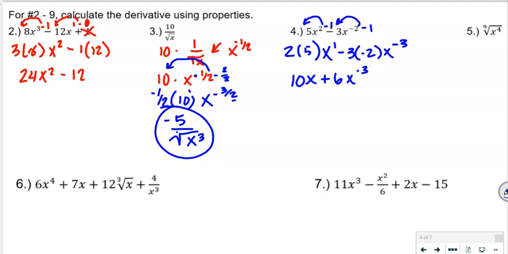Remember, we don't leave a negative exponent on the top. So this is going to be 10x plus 6 over x to the 3rd.